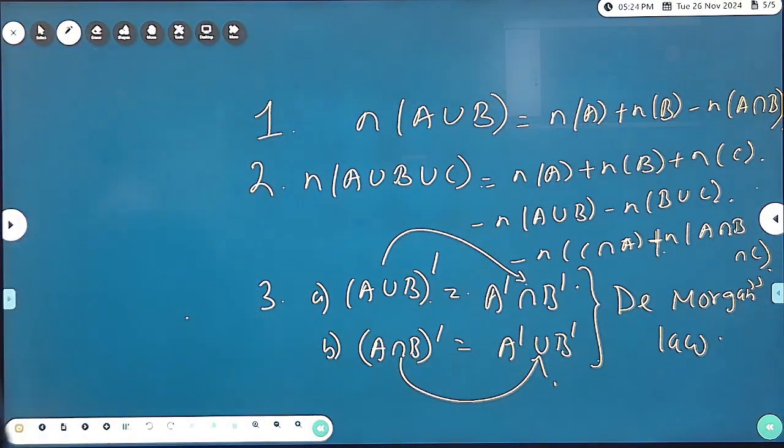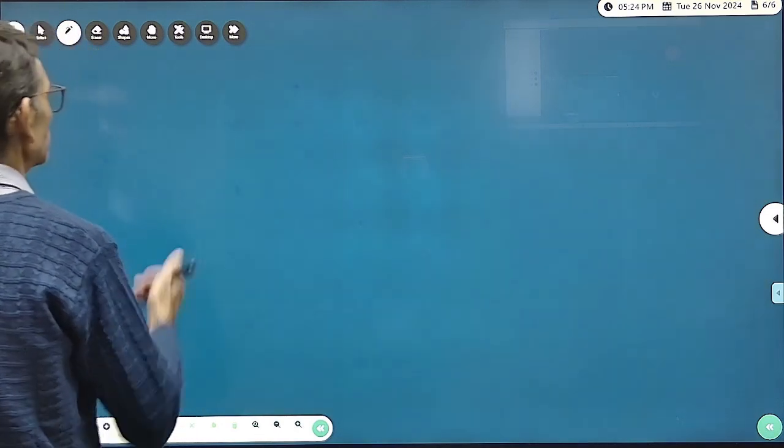Illustration 14, page number 95. Illustration 14: A is 1, 2, 3, 4, 5; B is 2, 4, 5, 8; C is 3, 4, 5, 6, 7. Find A union B union C.